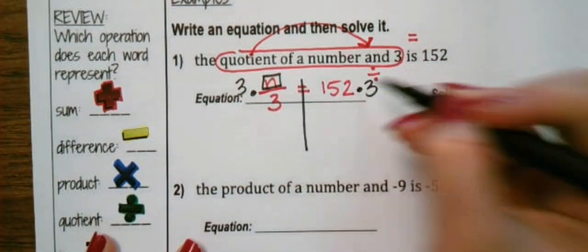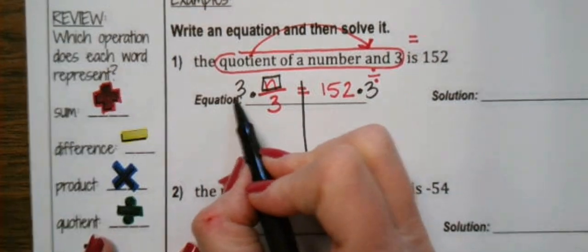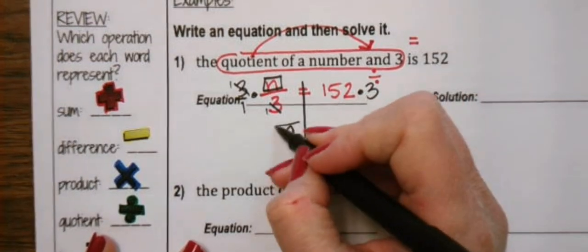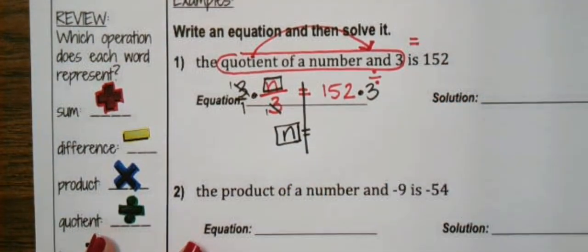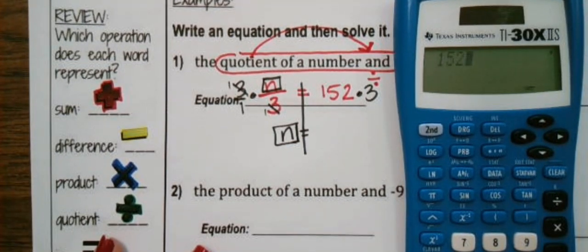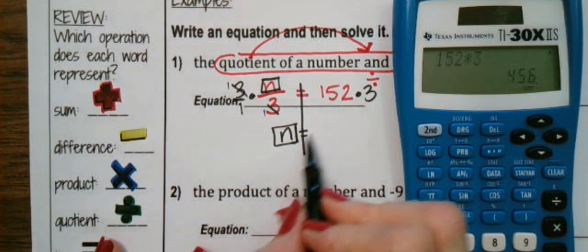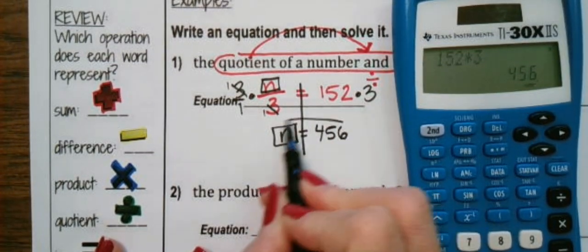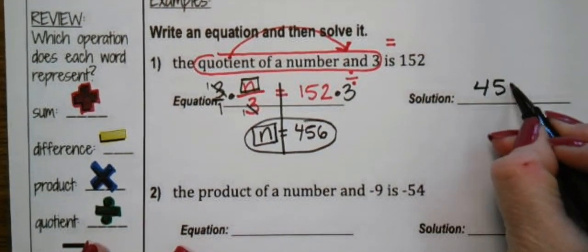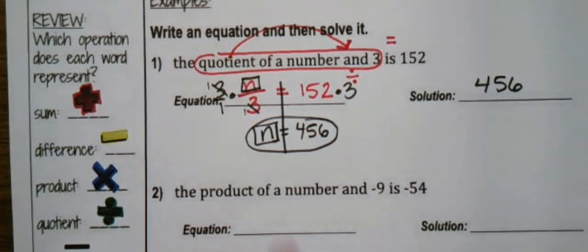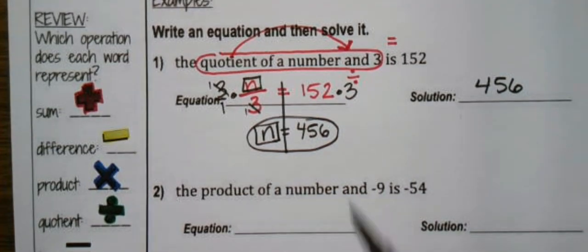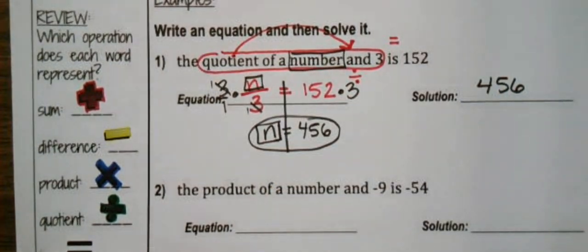I want to do the same thing to the other side. So remember, this is 3 over 1. The 3's will cancel because they both have a common factor of 3. They divide out. And we have n left by itself, and that was our goal. Then over here on the other side, we're going to use our calculator, and we're going to take 152 times 3. I'm going to triple the 152, and I get 456 for the value of n. All right, so my solution over here is going to be 456. That's my solution. So the quotient of 456 and 3 is 152. I figured out that missing number.